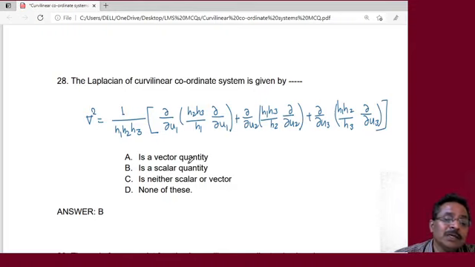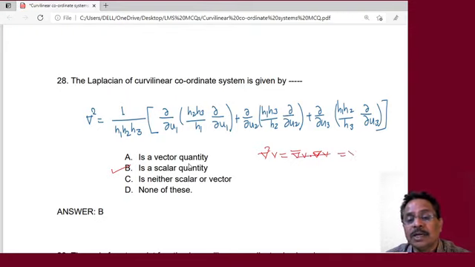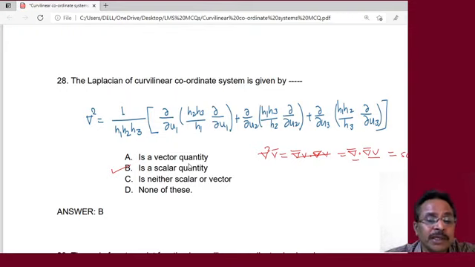So whatever we get, the answer to this question is again going to be a scalar quantity. So the Laplacian del square v can be written as del bar dot del bar v. This is a vector, this is also a vector. The dot product of any two vectors is always going to be a scalar. Therefore, this del square v vector point function is always a scalar physical quantity. That's what question number 28: B is the correct answer.